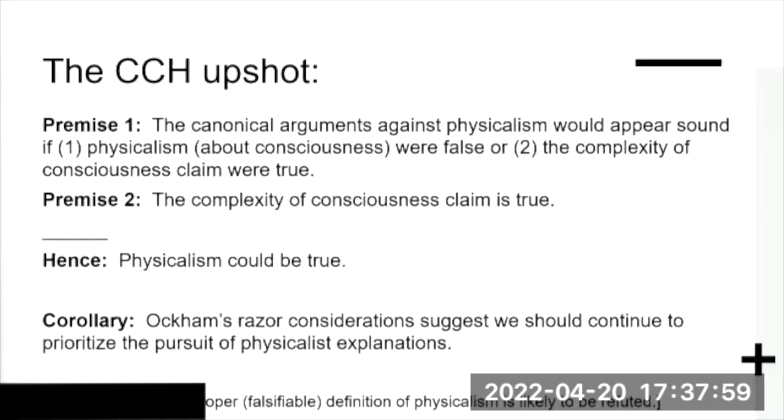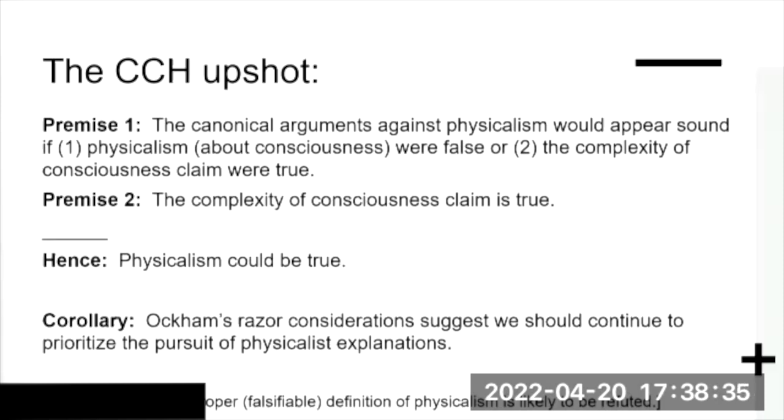So what's the upshot of this, and of this complexity of consciousness hypothesis? Well, it has these corollaries, right? But the key one is that we can show that the canonical arguments against physicalism about consciousness would appear sound in these two conditions. Either it would appear sound if physicalism was really false, right? But they would also appear sound if a proper description of this phenomenon of consciousness that we would need for the theory would have to be enormously complex.